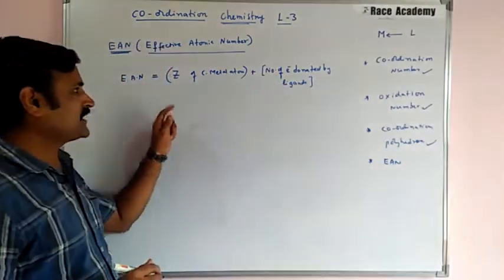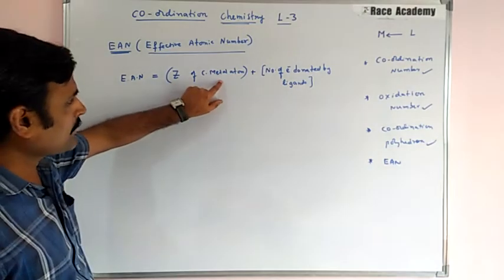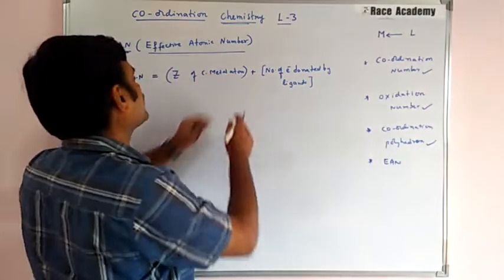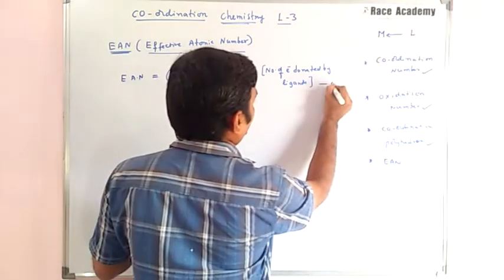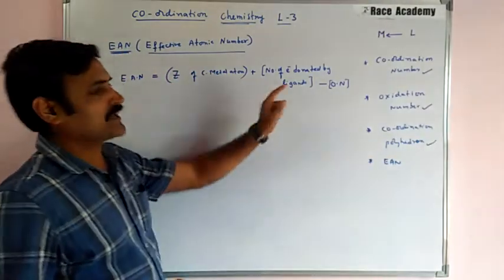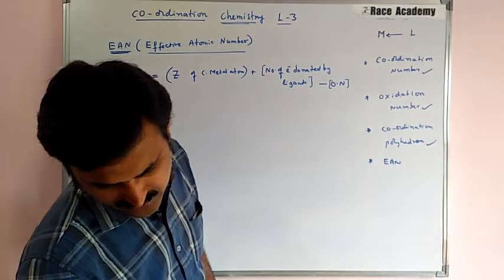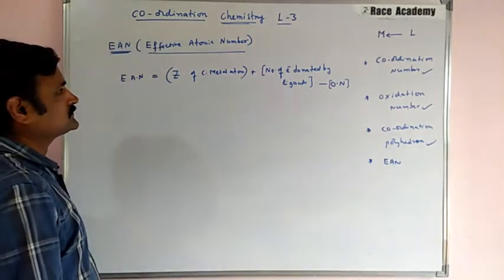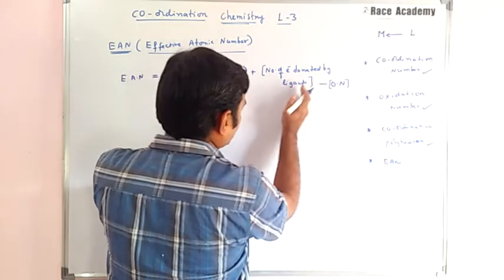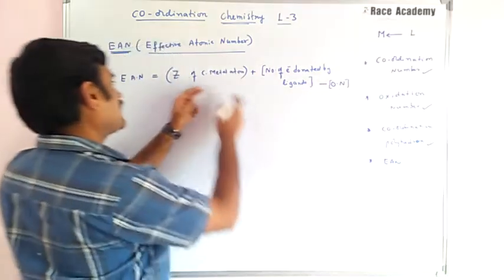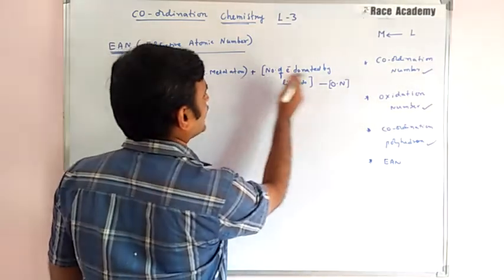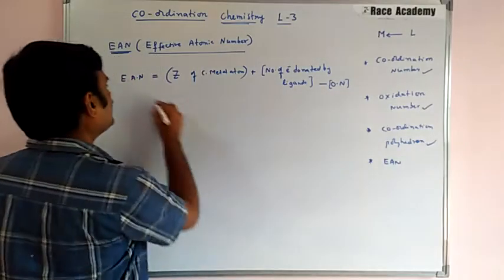So this we have to know: whenever we take the atomic number, plus the number of electrons donated by ligands, we have to combine. At the same time, the oxidation number of the metal also should be known to us, and that we have to subtract from this value. So Z of the central metal plus the number of electrons donated by ligands minus the oxidation number, or else you can write it here: Z of the central metal atom minus the oxidation number plus the number of electrons donated by ligands.